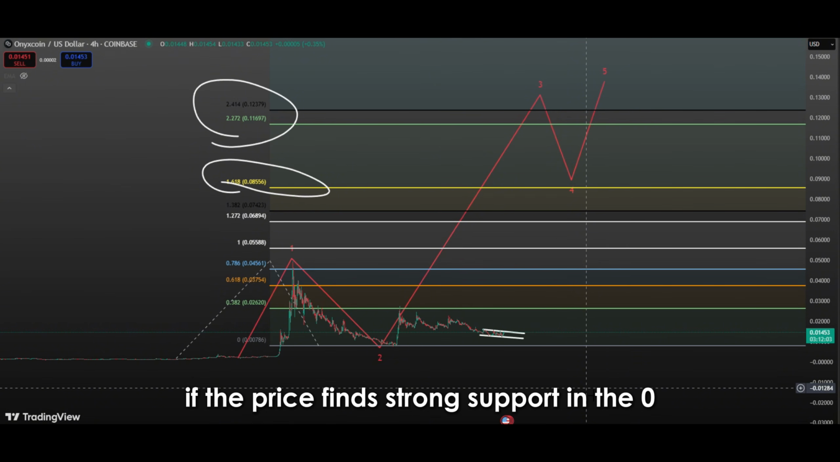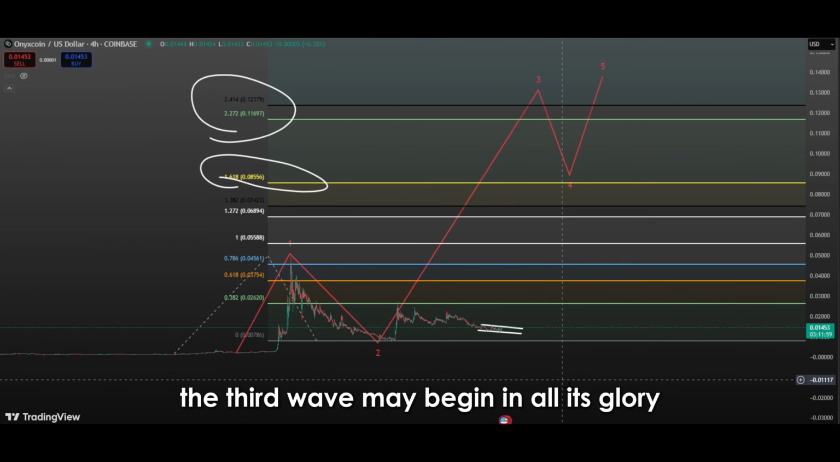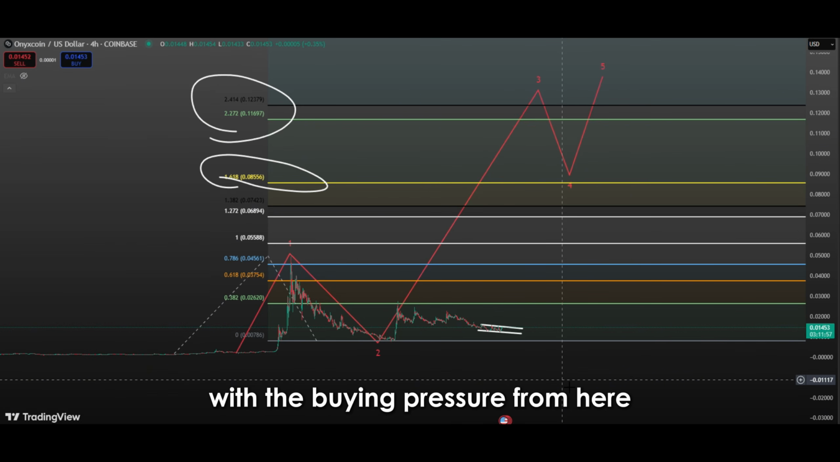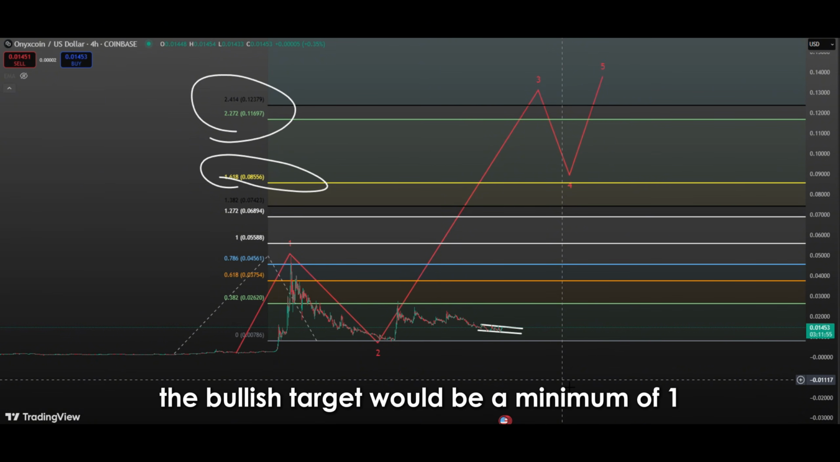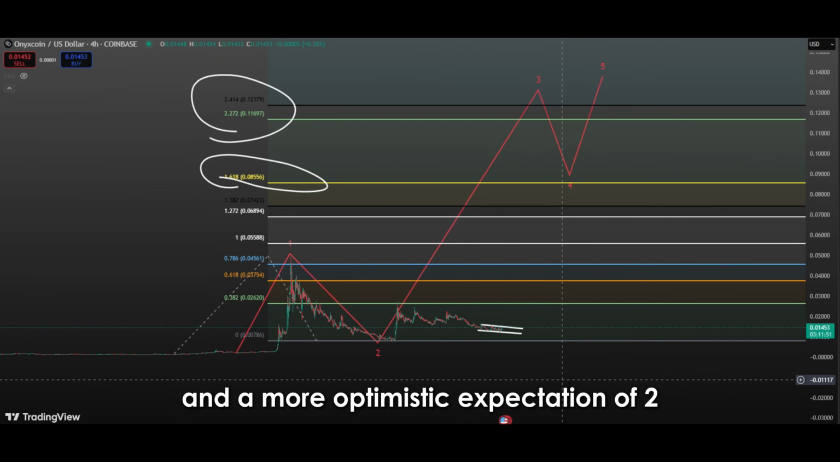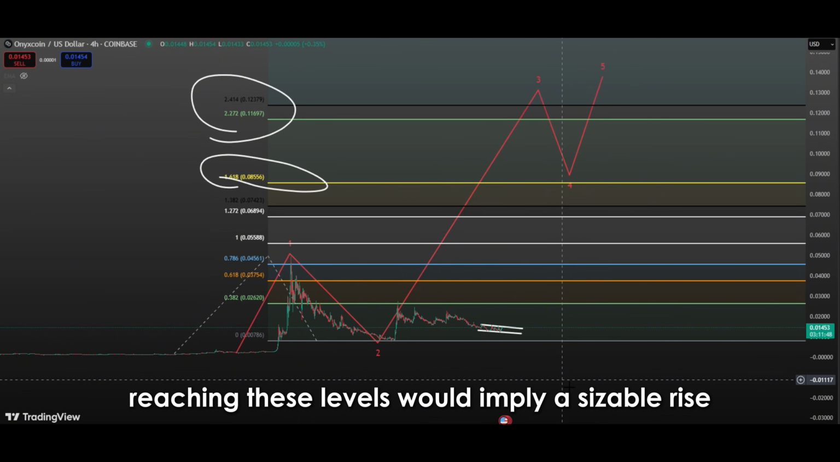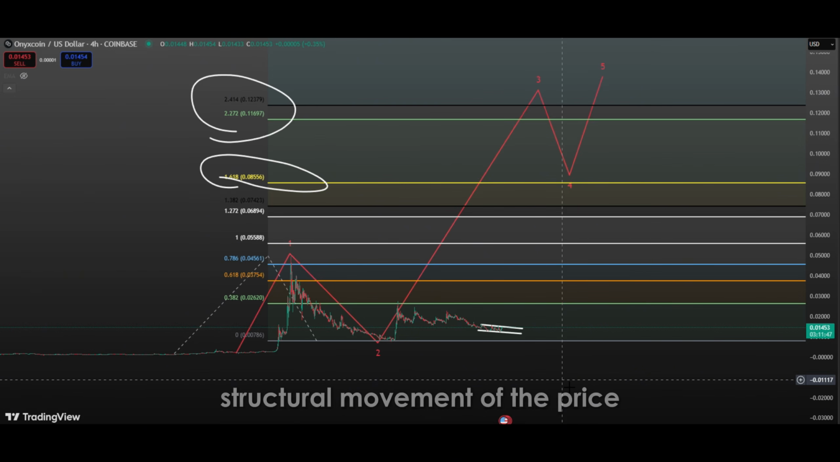If the price finds strong support in the 0,618 to 0,786 correction range, the third wave may begin in all its glory with the buying pressure from here. In this scenario, the bullish target would be a minimum of 1,618 according to Fibonacci expansion levels, and a more optimistic expectation of 2,272. Reaching these levels would imply a sizable rise compared to the previous structural movement of the price.